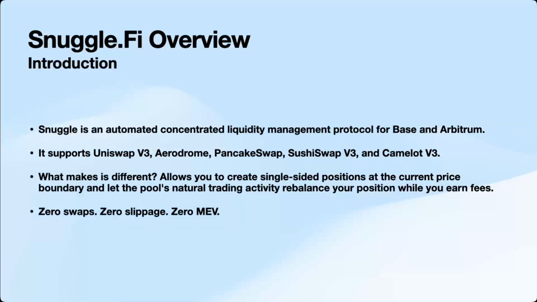But what makes it different from just using Uniswap's front end or using something like VFAT in front of Aerodrome? It allows you to create single-sided positions at the current price boundary, basically. And from a rebalancing point of view, it allows you to rebalance without doing any kind of swaps between different tokens. So zero swaps, zero slippage, no rebalancing fees whatsoever.